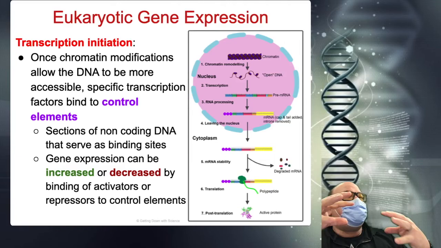So gene expression can be either increased or decreased by opening or closing the DNA and binding to these activators or repressors. So this is way more complex than bacteria, way more complex. All right, so let's look at how the RNA is processed.